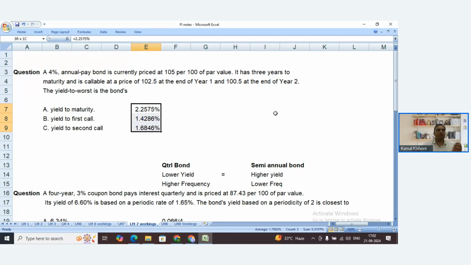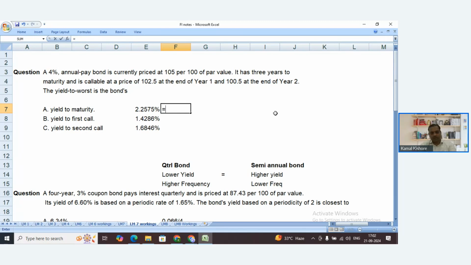If you are not getting this calculation correctly, I cannot do anything. This is a simple yield calculation. What is the answer? The yield to first call is the bond's lowest yield, right? So which is the lowest here? Yield to first call. That is the answer according to the numbers you have given.